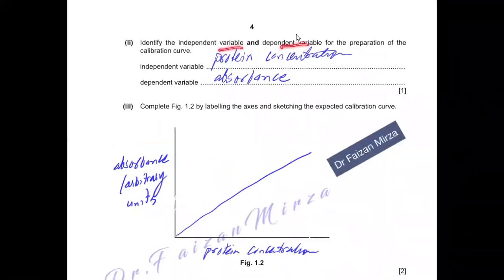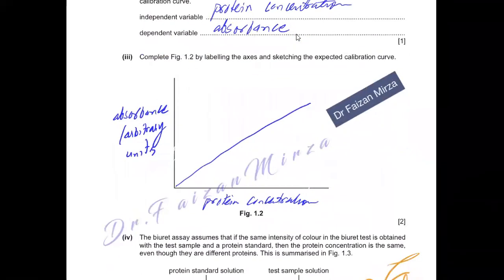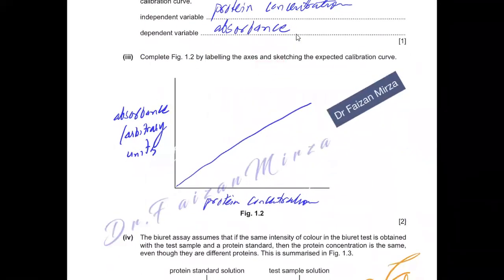Identify the dependent variable when you prepare for the calibration curve. Again, you will go for the simple cause and effect. So the independent variable is the protein concentration and the dependent variable here is the absorbance. Complete the figure 1.2 by labeling the axes on the sketch of the graph for the calibration curve.